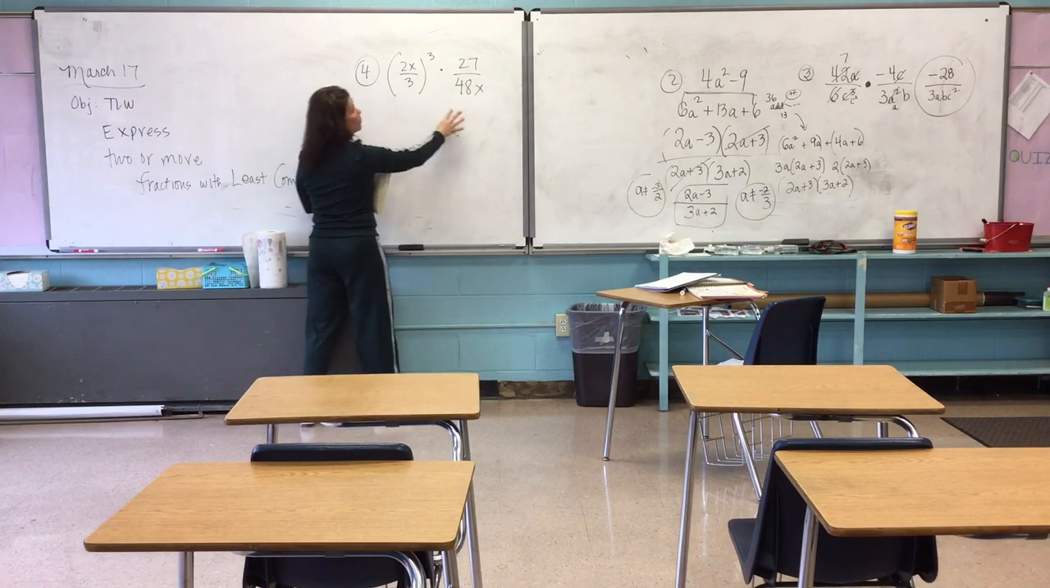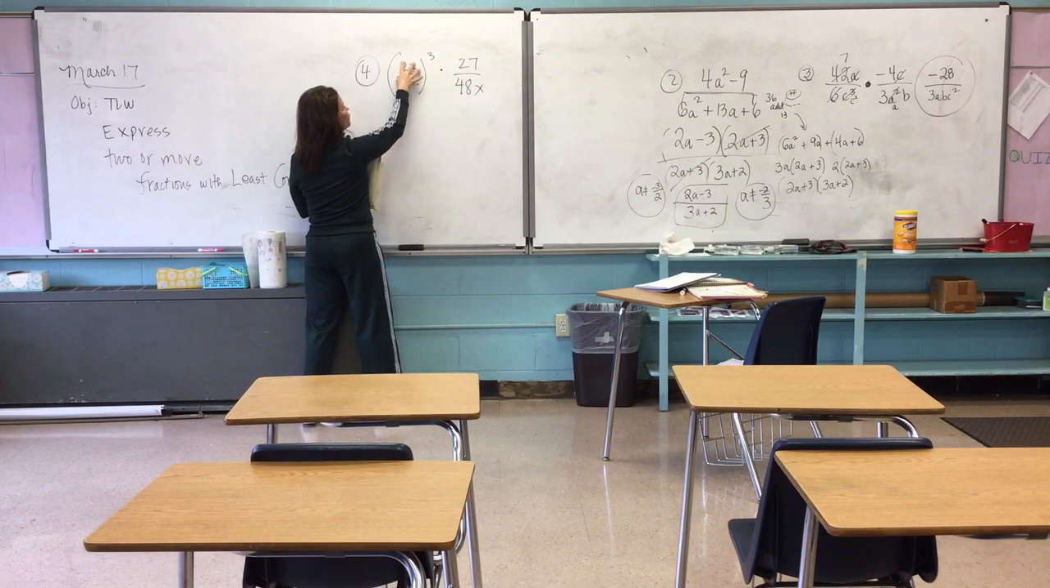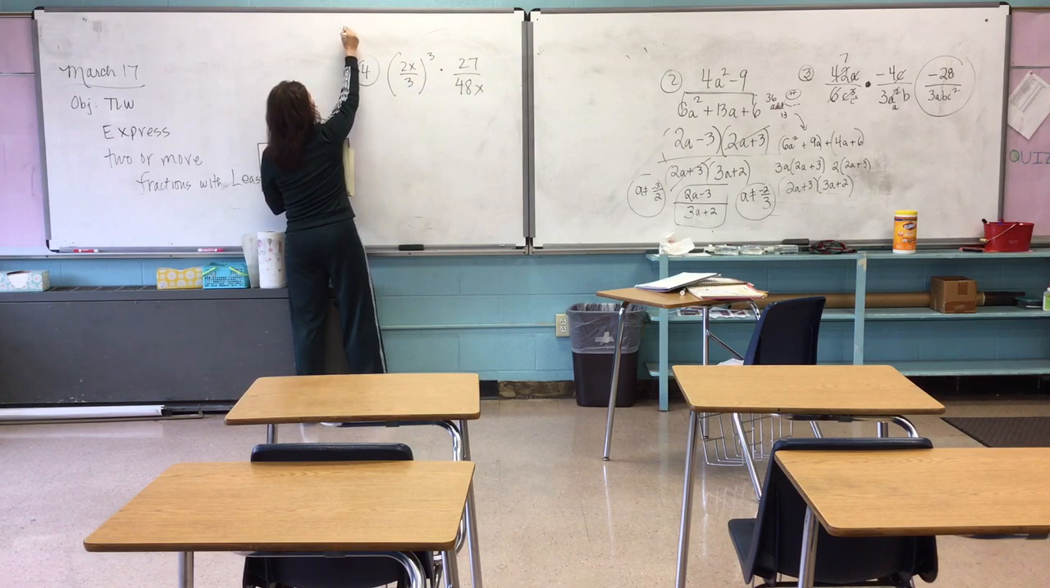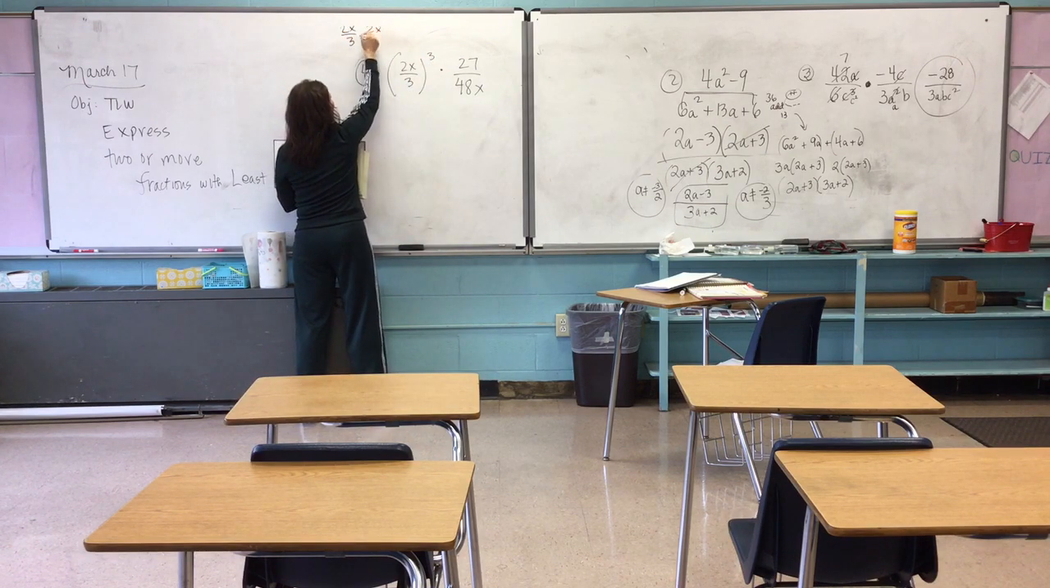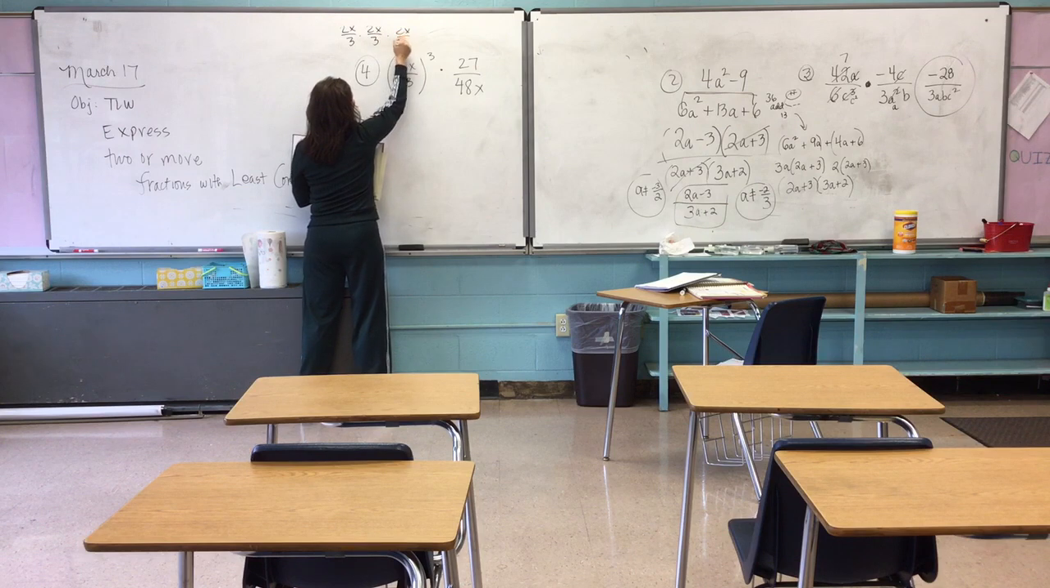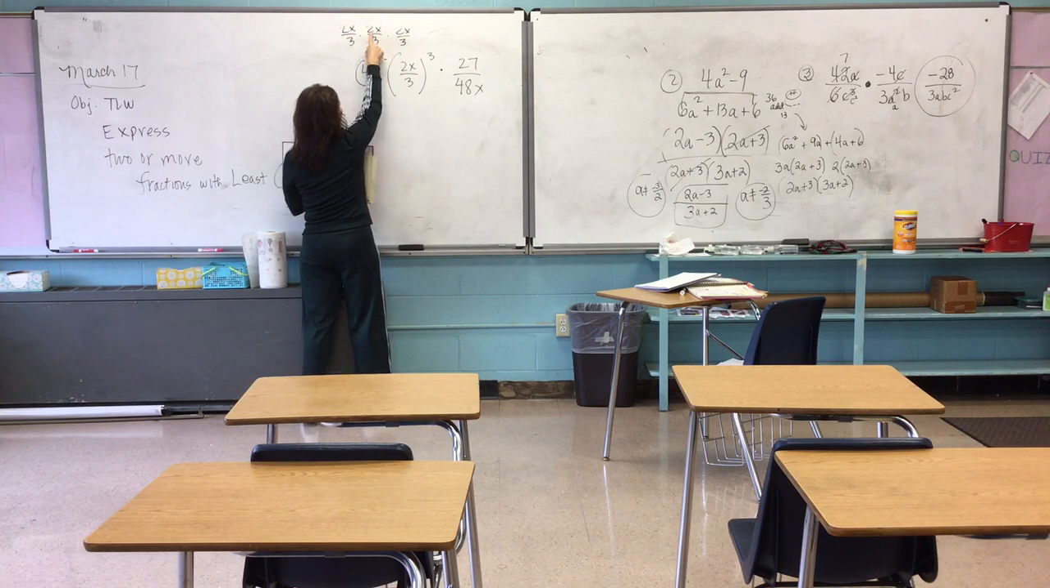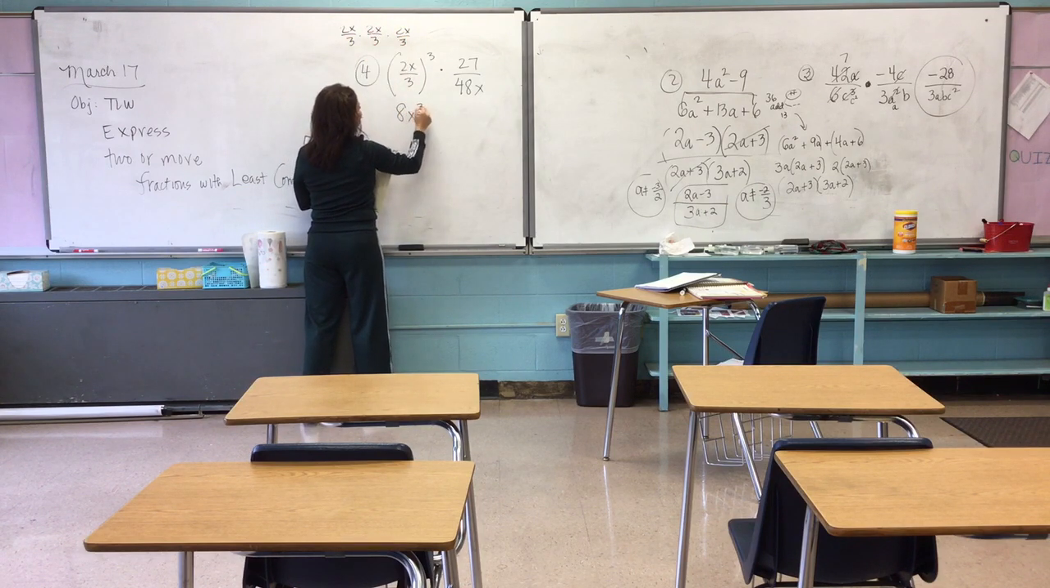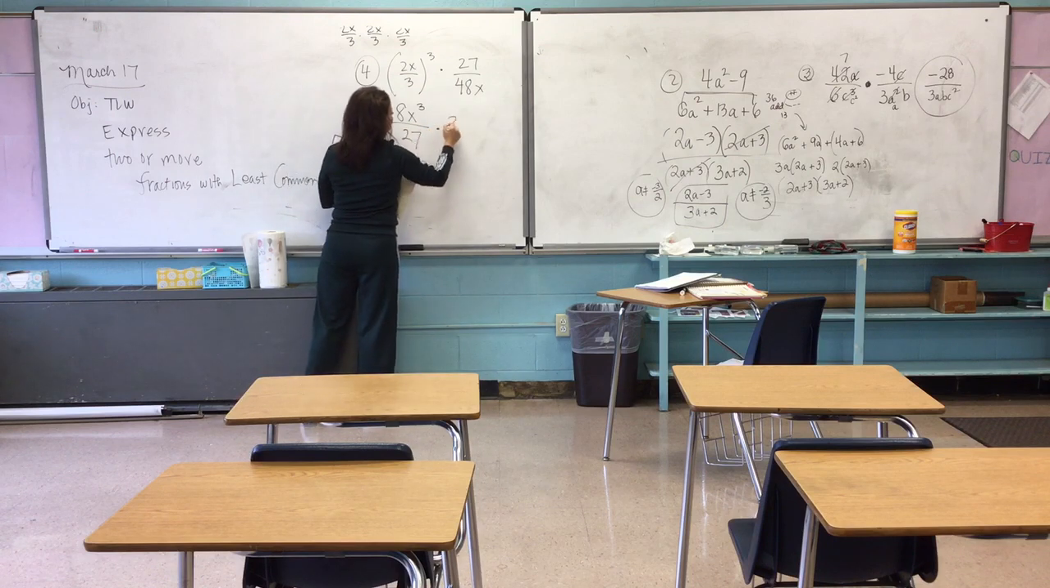All right, here we go. Order of operations says I have to do exponents first. This is 2x over 3 raised to the 3rd. That means 2x over 3 times 2x over 3 times 2x over 3. 2 times 2 is 4 times 2 is 8x to the 3rd over 27 times 27 over 48x.